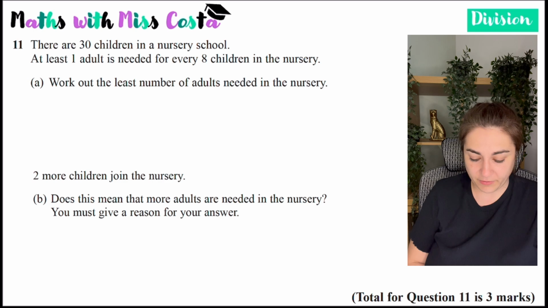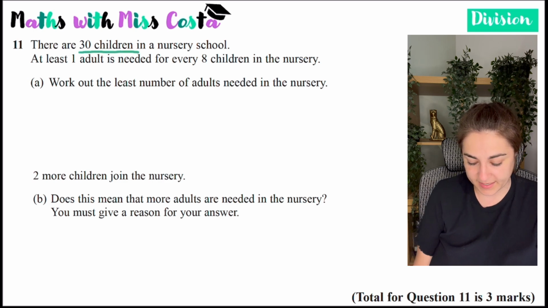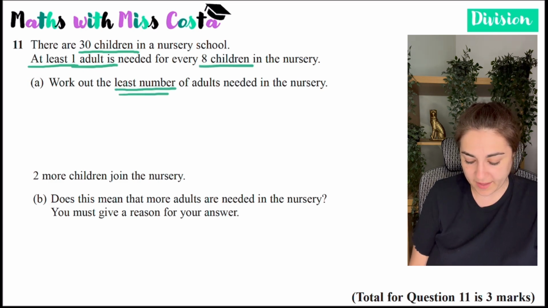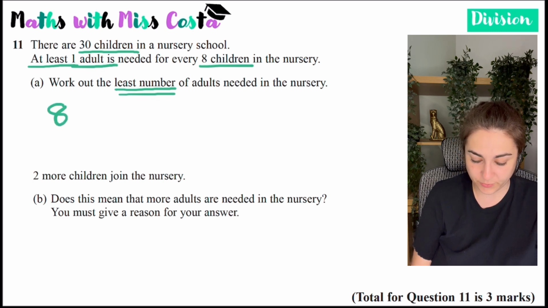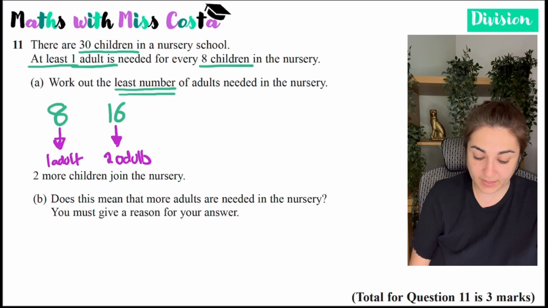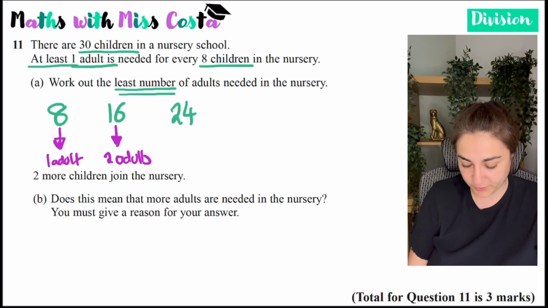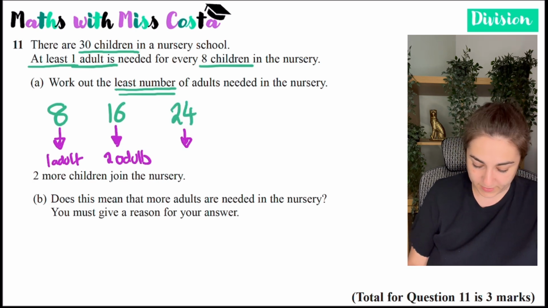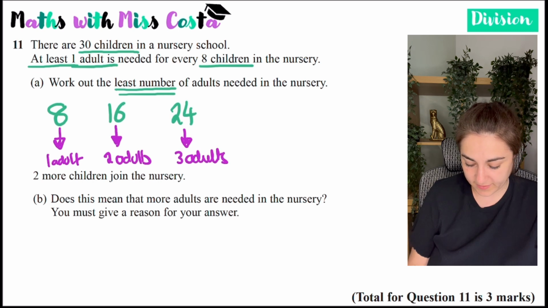Okay, there are 30 children in a nursery school. At least one adult is needed for every 8 children in the nursery. Work out the least number of adults needed in the nursery. Okay, so for 8 children, I'm going to need 1 adult. If I then add on another 8, that's 16. So for 16 children, I'm going to need 2 adults. If I add on another 8 children, that's 24. And I would need 3 adults.